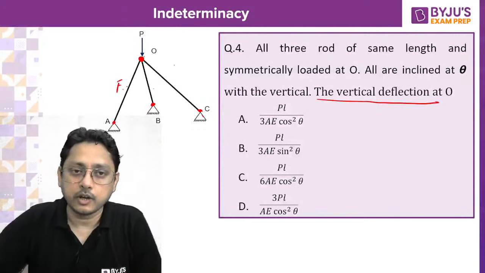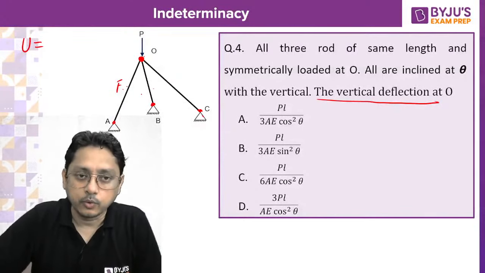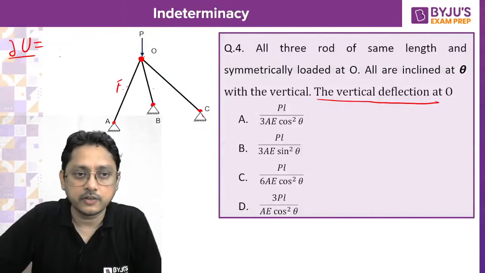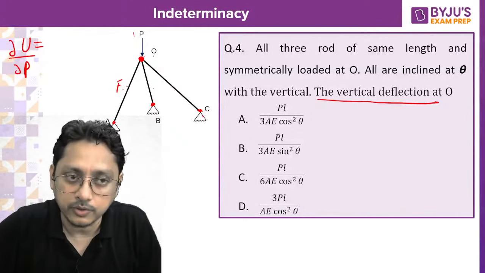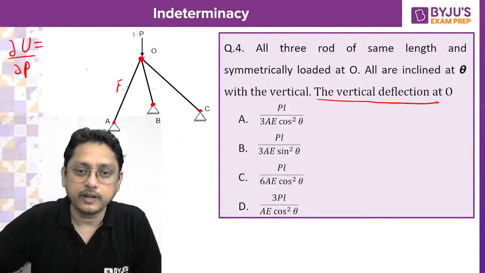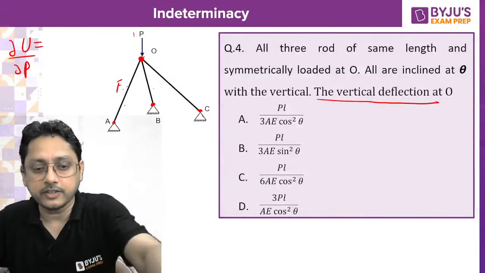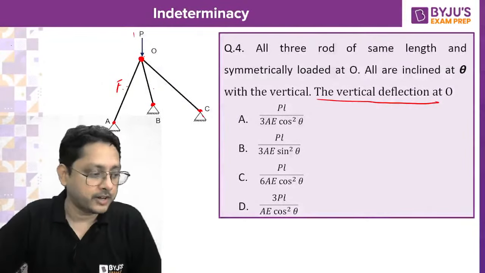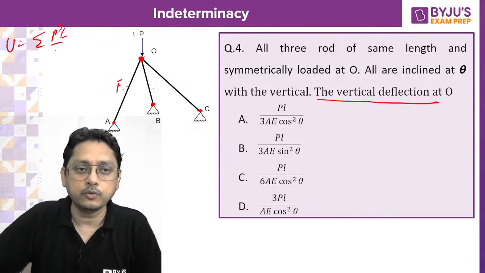as per Castigliano, what can we do? We can calculate the total strain energy of the system. Then you partially differentiate with respect to the load applied at O, and you will get the vertical deflection at O. That's all. To get that, first we need to calculate the strain energy, isn't it? For a truss with axial members, the total strain energy is the summation of P squared L by 2AE, isn't it?